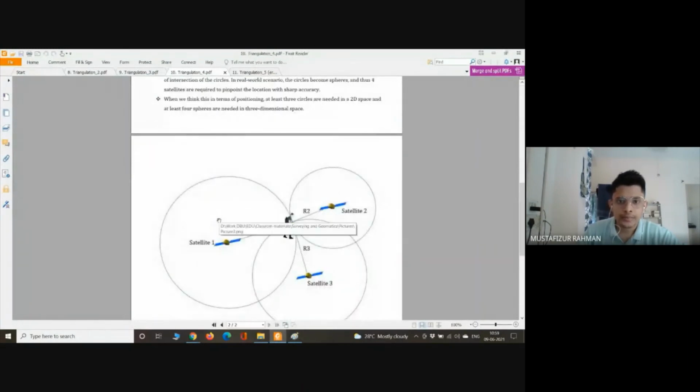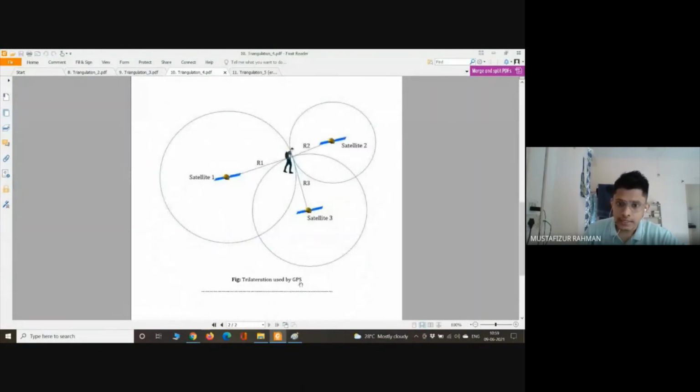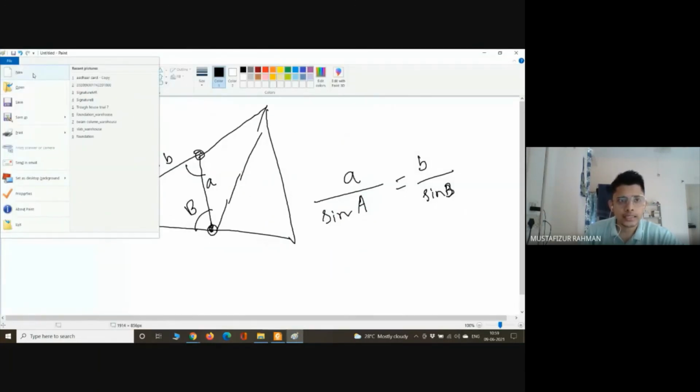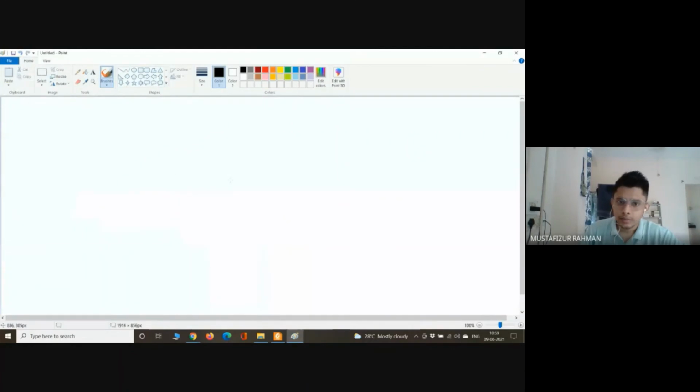You will understand. There is another word, trilateration, which we should not confuse. Trilateration used by GPS. When we study the GPS, we will see that maybe you know this already. When we use the GPS system, how the satellites determine our location, right? So that is also trilateration kind of. So it is given here, explanation.